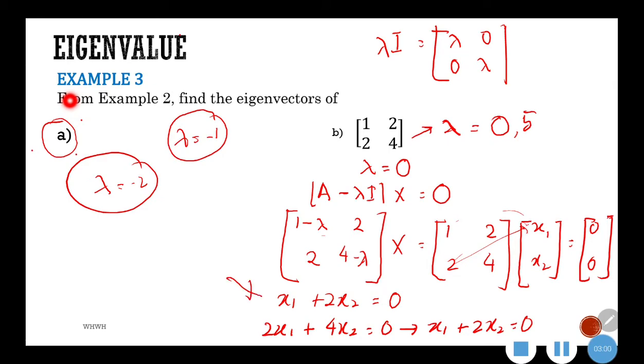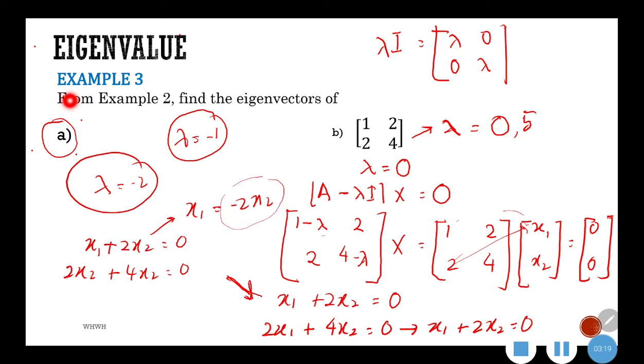One thing that I want to highlight here: why can't we just solve the equations x1 plus 2x2 equals 0 and 2x1 plus 4x2 equals 0 as simultaneous equations? You get x1 equals negative 2x2. You see what happens if you substitute negative 2x2 for x1 in the other equation: you will get 0. You won't be able to solve this, which is usual when this is an eigenvalue. And remember, x cannot be equal to 0.